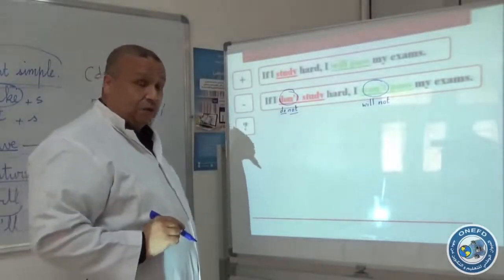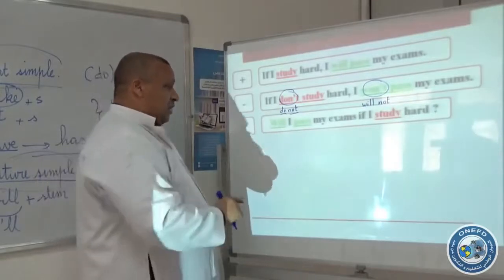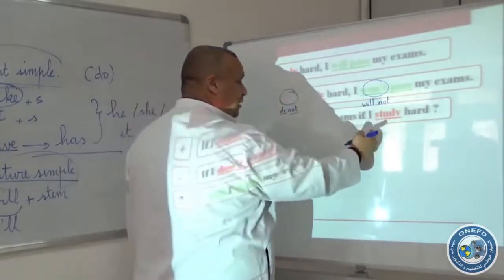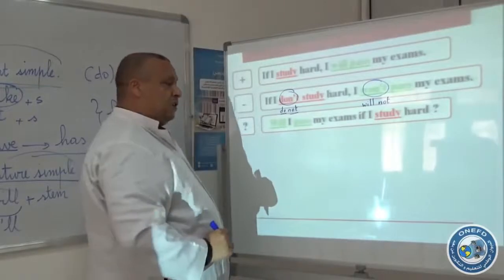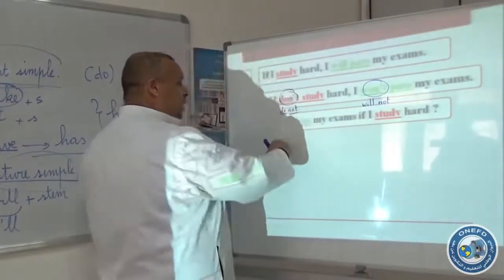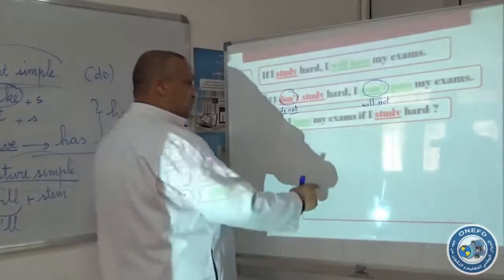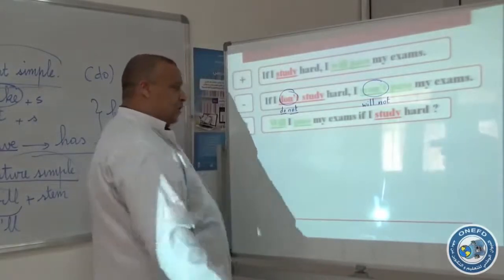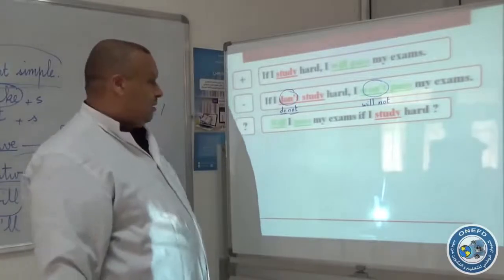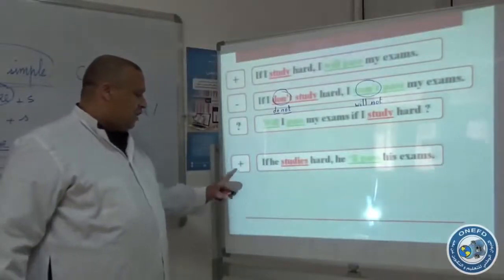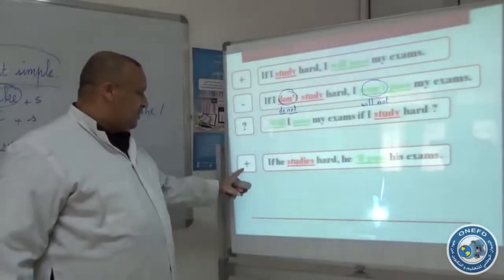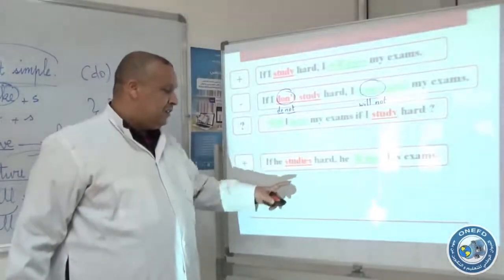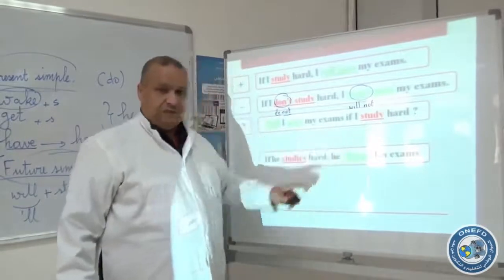For a yes-no question now, you can start with will, subject, stem, remaining sentence, and the if clause. Sometimes you can even start with the if clause and invert the second part. So it can be, if I study hard, will I pass my exams, for example. It is always with I, you, we, they. With the third singular pronoun, he, she, it, in the positive or affirmative form, it is if, he, she, it, verb plus s, and it is always the future here, no change.